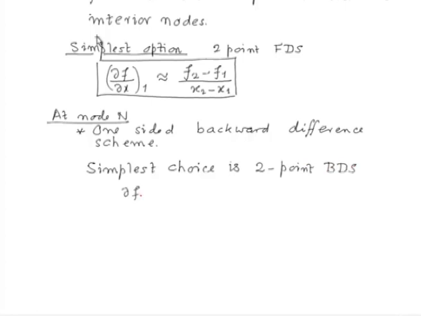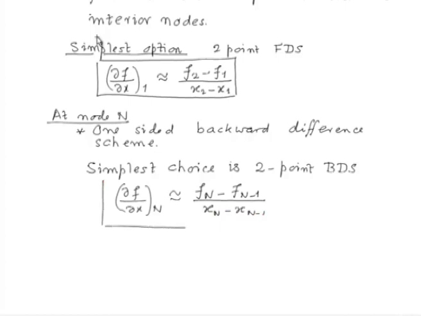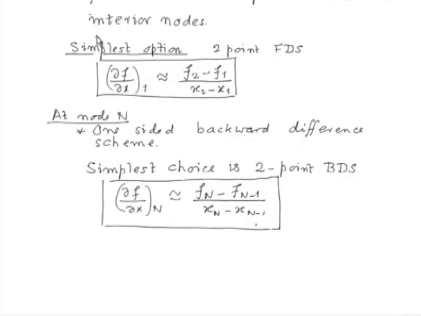The sample tells us that del f over del x at the rightmost grid point n can be approximated in terms of f_n minus f_(n minus 1), divided by x_n minus x_(n minus 1). Now, remember both of these formulae we have just noted down, the 2-point FDS at the left boundary point 1 and the BDS formula at the rightmost point. In both cases our truncation error is of order delta x. So the accuracy of the approximation is first order.